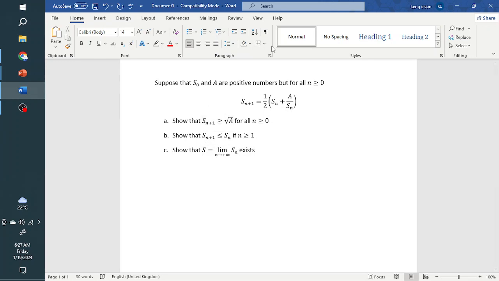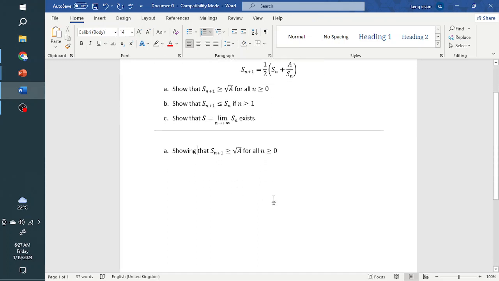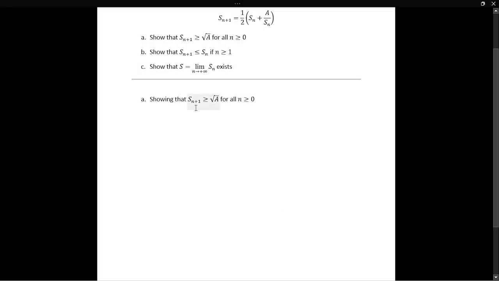So for the first part, let's begin by showing that s of n plus 1 is greater or equal to the square root of a for all n greater or equal to 0. It is always very difficult to prove things like this when you have the square root, so it is better to remove the square root. So I'm just going to write down the statement to prove: s of n plus 1 is greater or equal to the square root of a.